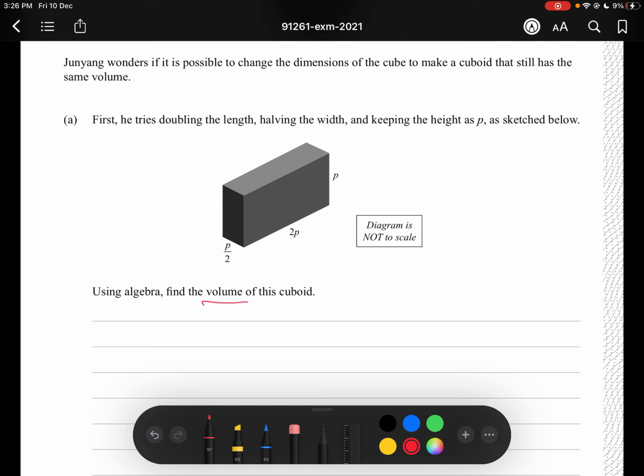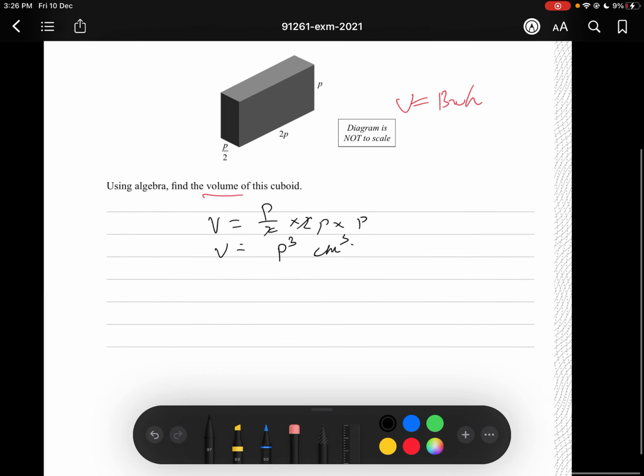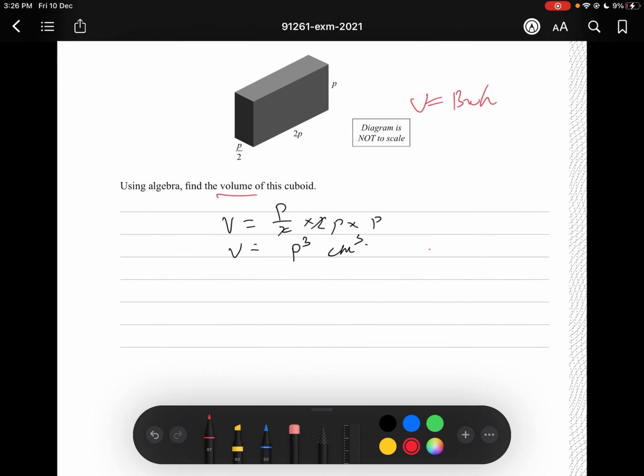So volume is equal to base times width times height. In this case, we have volume equals p over 2 times 2p times p. We'll see that the 2 and the 2 here cancel out, so it's just p to the power 3 centimeters cubed. And this will just be a simple achieved question here.